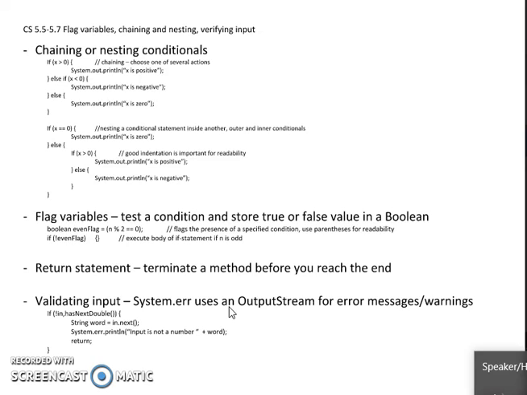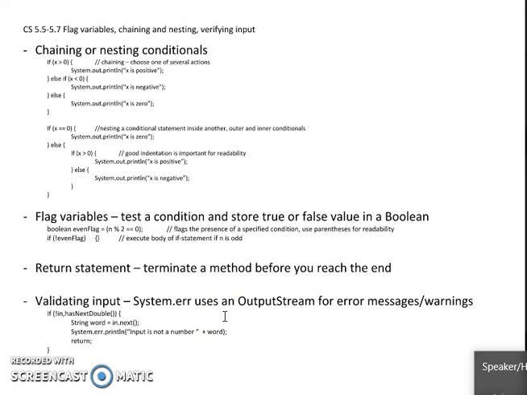For example, if you're doing a square root method, you want to deal with positive integers. So before you actually compute any square root, you want to test to see if it's a positive or 0 double. If it was a negative, you'd put out an error message. In this case, there's something called System.err. It uses an output stream specifically designed for error messages and warnings.